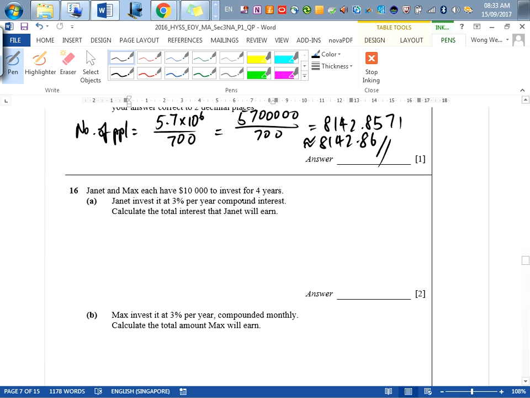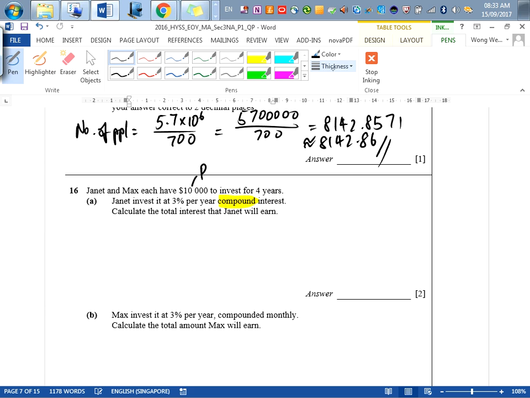$10,000 to invest for 4 years. This is my principal. Okay? Then Janet. Okay, there are two people. Janet invests at 3% per year. How many percent does she get a year? Anissa, how many percent does she get a year? According to the question, 3%, right? Per year compound interest.